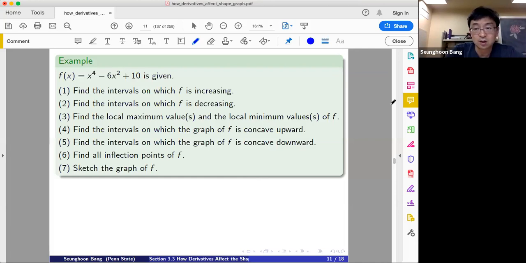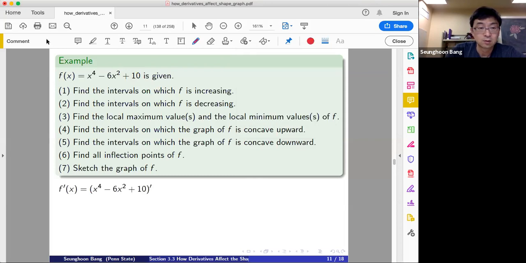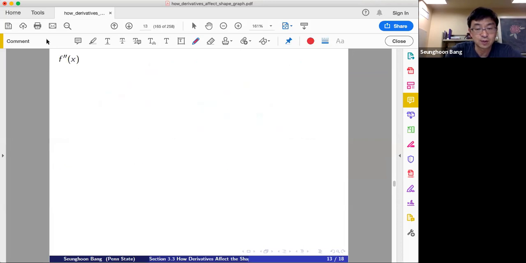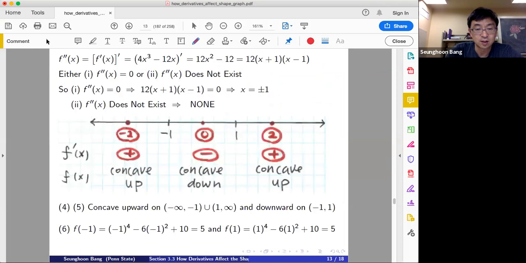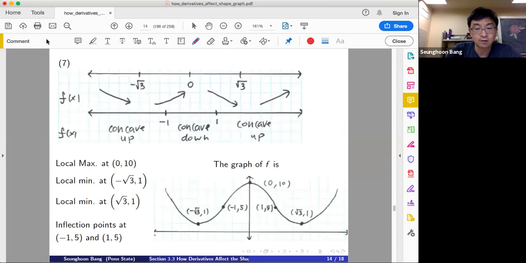Next, we are going back to the slides again. So this is my explanation, exactly the same as my previous one. I don't explain more. So you can just sketch the graph, just exactly the same. The next one.